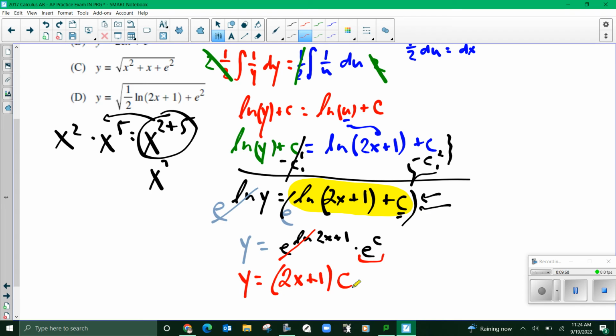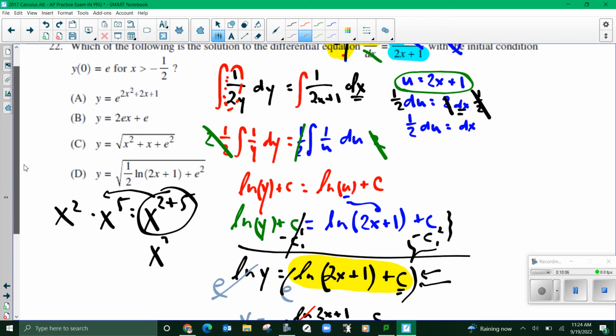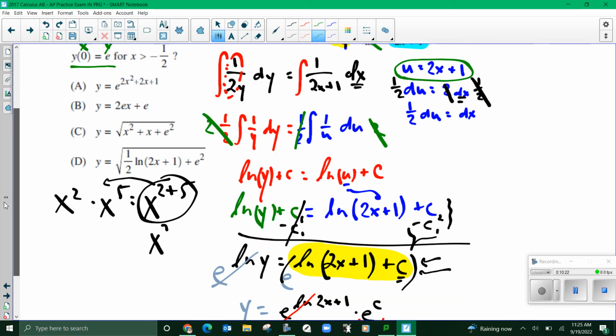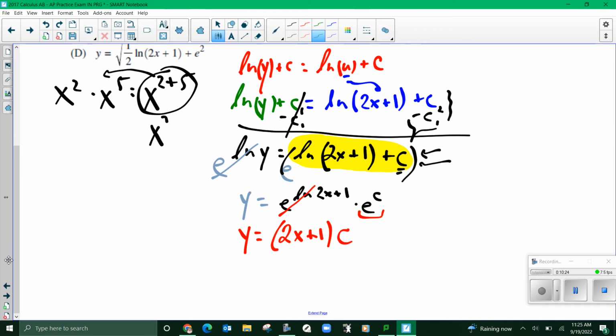This is what I have right now. Okay? This is my equation. I need to find out what C is. How do I find out what C is? I need my initial condition, which is right here. When x is 0, your y value is going to be E. So I come down here. So I'm going to plug 0 in for x and E in for y and figure out what C is.